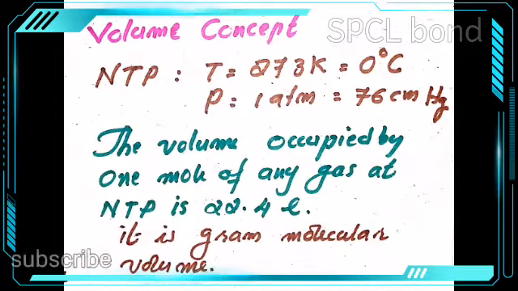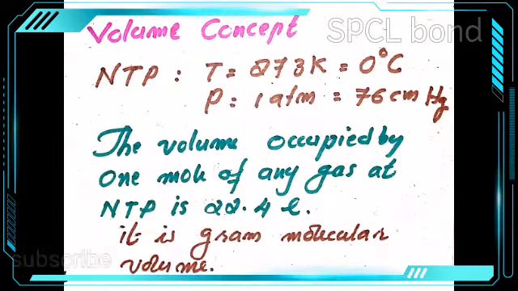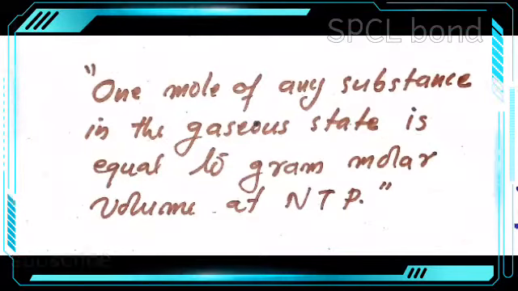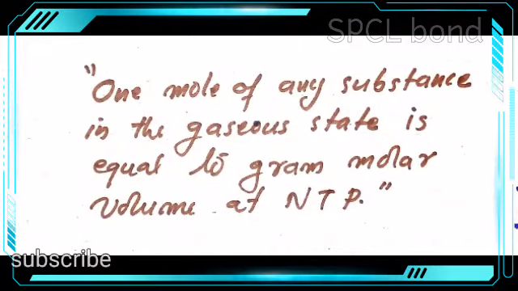Take 1 mole of carbon dioxide at NTP. What will be the volume of that carbon dioxide now? 22.4 liters. You take oxygen. You take 1 mole of oxygen at NTP. What will be the volume of that oxygen gas? 22.4 liter. Take 1 mole of hydrogen gas at NTP. What will be the volume of that hydrogen gas?